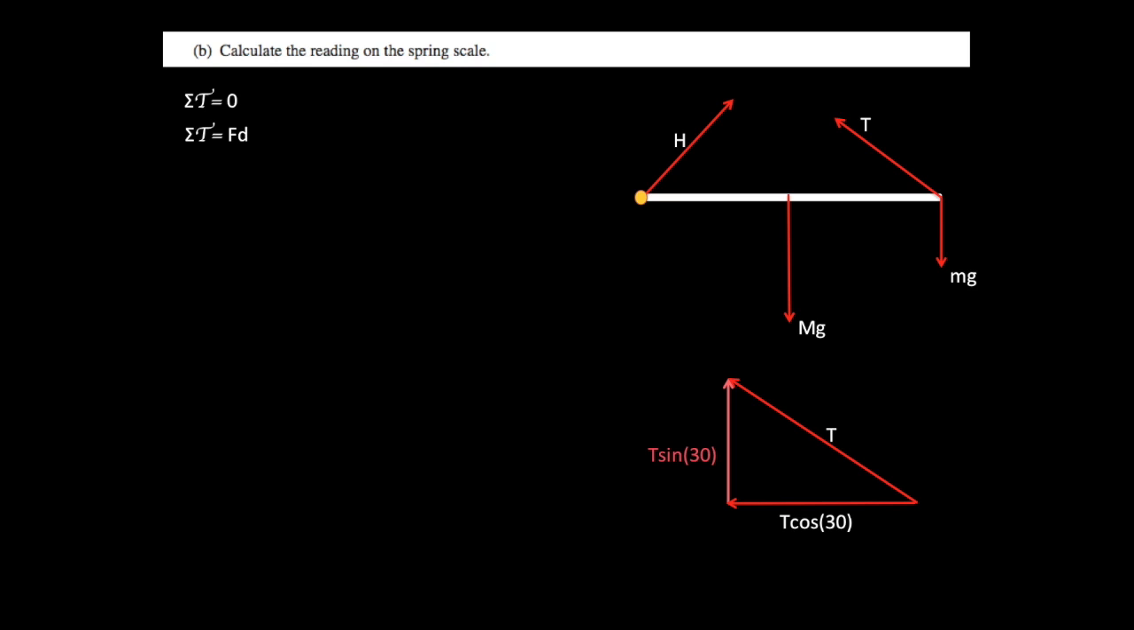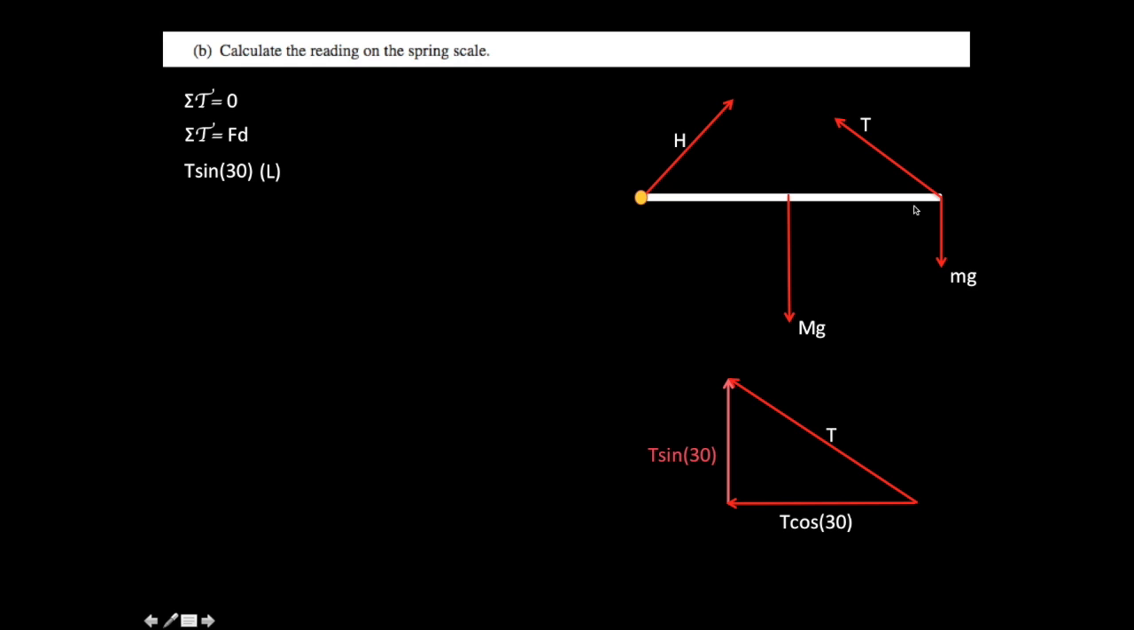Okay, so we've got T sine 30. Now how far away is this point from the pivot point? Well, it's just the length of the rod, L, right? There are two other forces acting in the vertical direction. We have the weight of the rod, which is at a distance of L over 2 away from the pivot point, since the center of mass of the rod is at the midpoint of the rod. We also have the weight of the block, which is at a distance of L away from the pivot point.